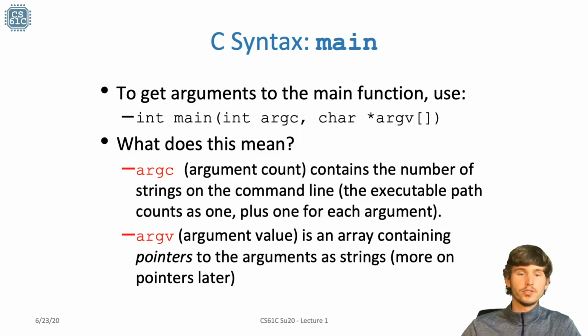So this is very useful. Don't forget it actually includes the file name. And then there's also argv, which is an array containing pointers to the arguments as strings. I'll get a little bit more into pointers. One other fun feature is that argv will always end in a null pointer. So the very last value in that array is going to be 0.